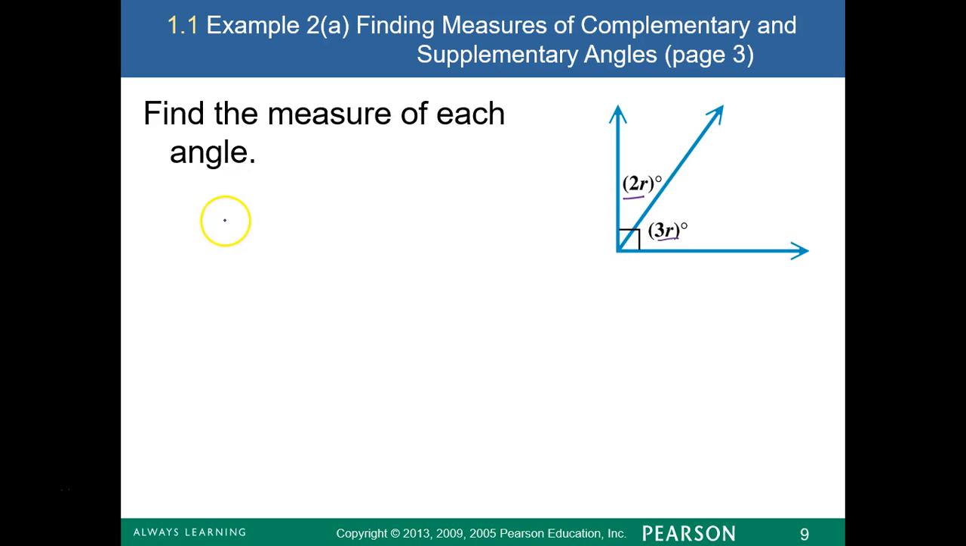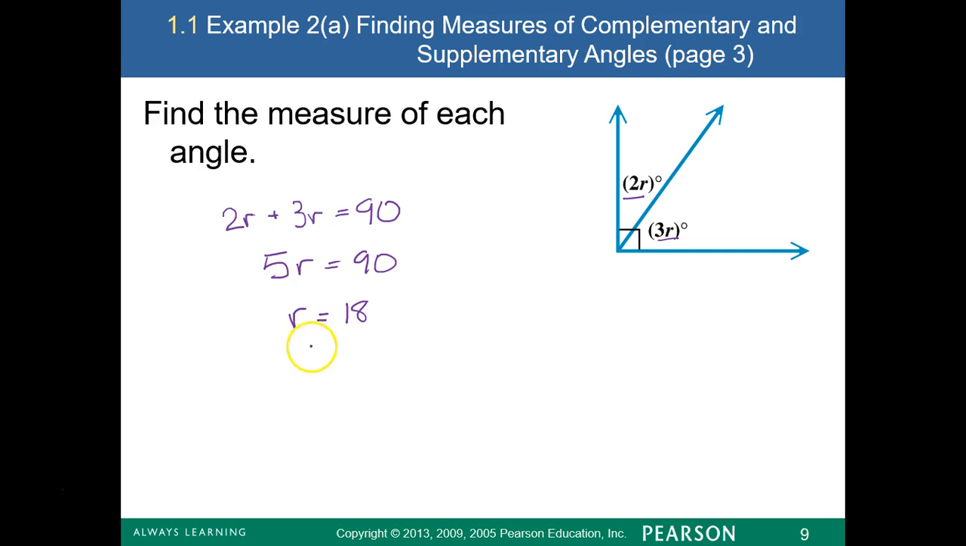So let's find r first by setting up an equation of 2r plus 3r equals 90 degrees. Or you can just say 90 actually. And then solve for r. So this right here gives us 5r. Divide both sides by 5. We end up with 18.